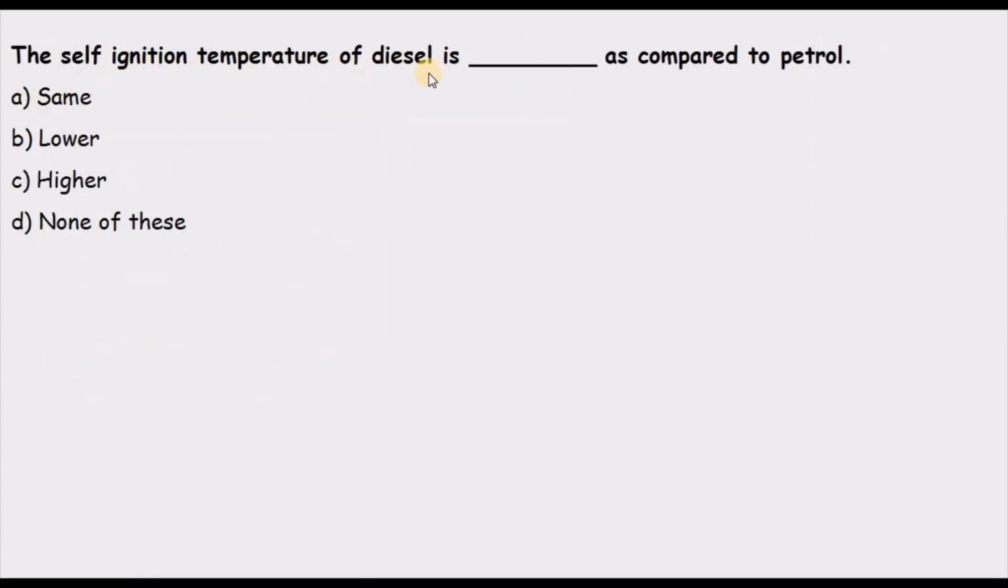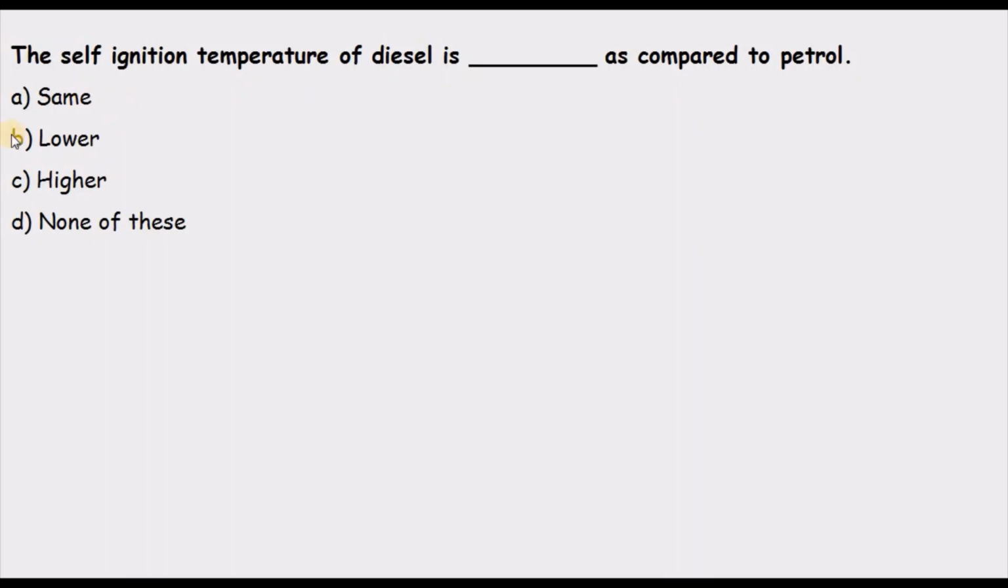Next, the self-ignition temperature of diesel is dash compared to petrol engine. So here we are talking of self-ignition temperature of the fuel. So options are same, lower, higher, none of the above. So we know why we prefer to use the compression ignition method in case of CI engines. The reason is that the fuel itself is having lesser self-ignition temperature. If the fuel was having a higher self-ignition temperature, then the requirement of the compression ratio will be even more, which will make the engine more bulky, and it will not be a feasible solution.